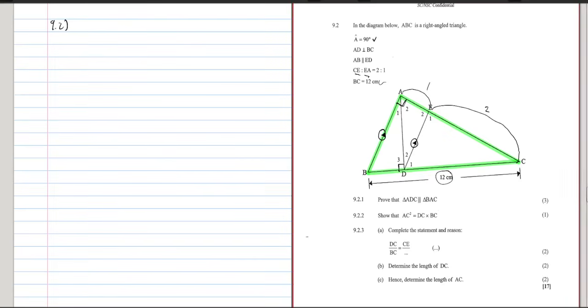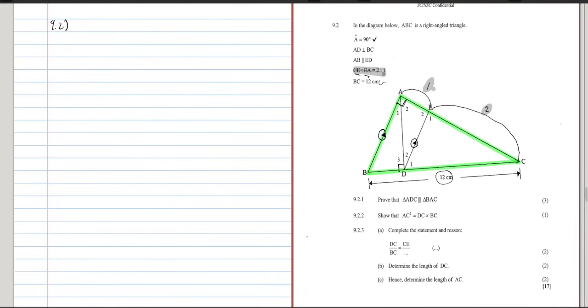Now keep in mind, the 1 and 2 are not actual lengths. This ratio here, they are not actual lengths but ratios.